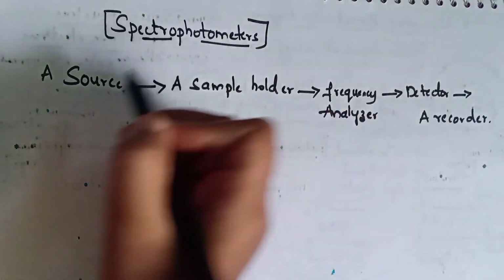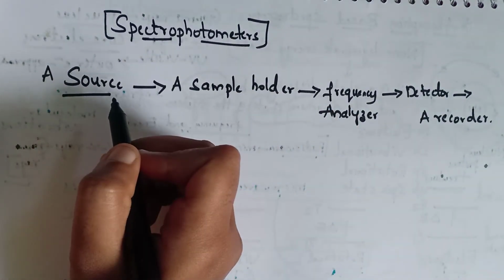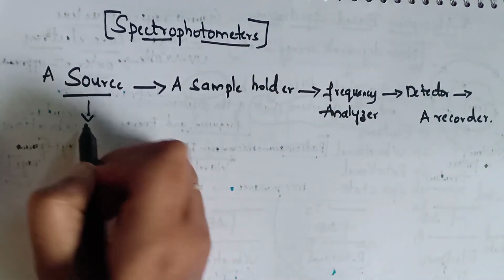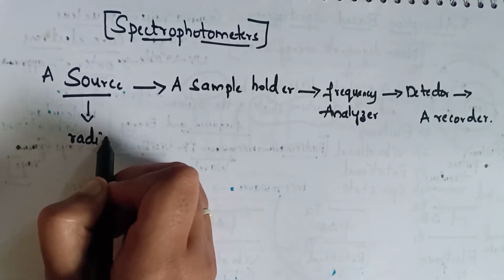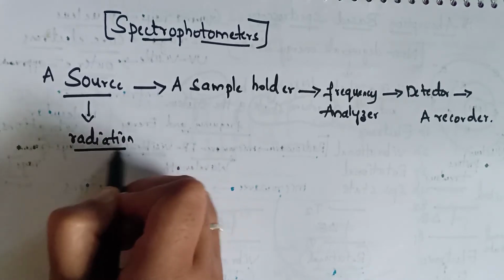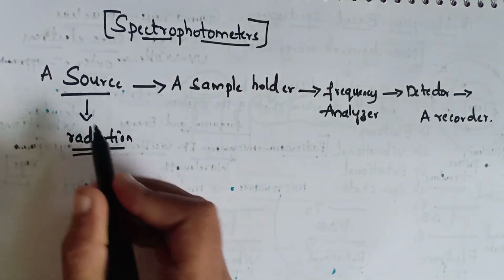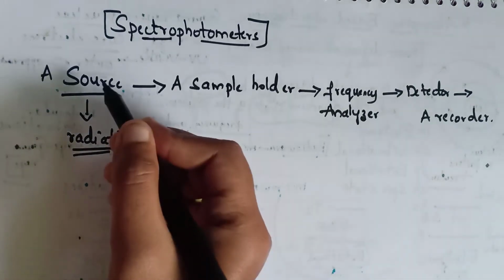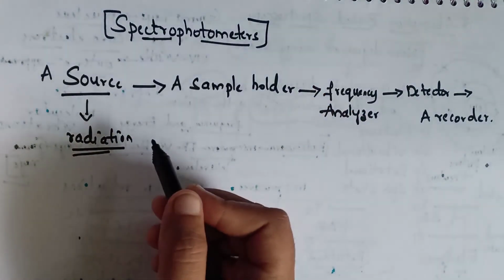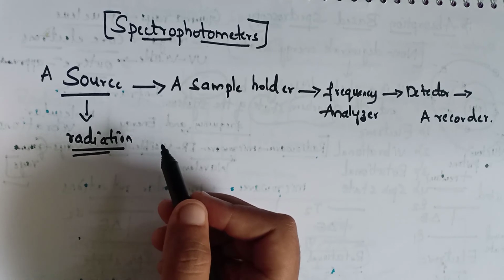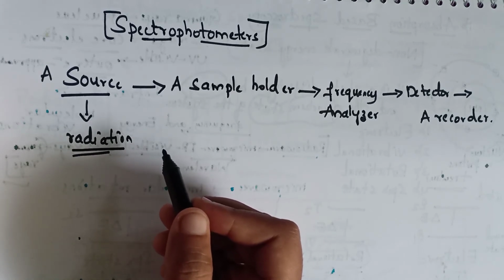So the first thing is a source. Here source means nothing but radiation. In the spectroscopy, the source used is radiations, that is different electromagnetic radiations. They may be UV, IR, a lamp, a radio frequency transmitter, etc. The radiation forms a source in the spectrophotometers. This spectroscopy is entirely based upon the electromagnetic radiations only.